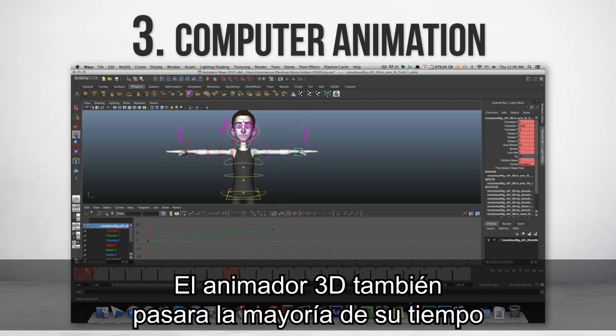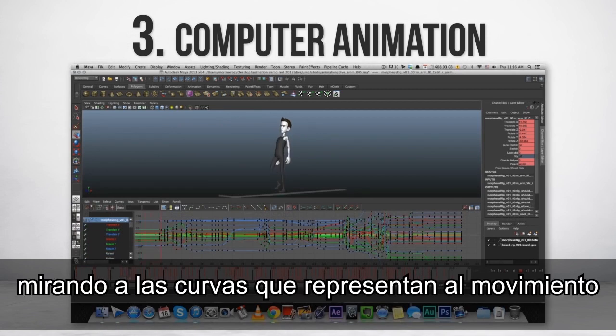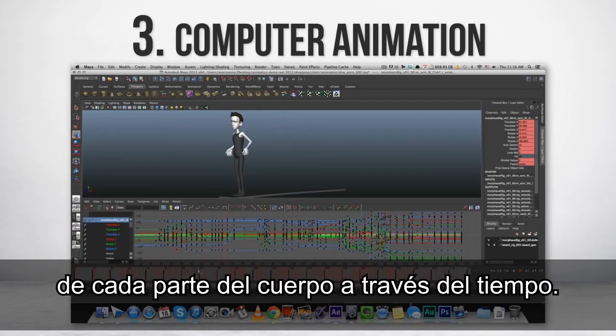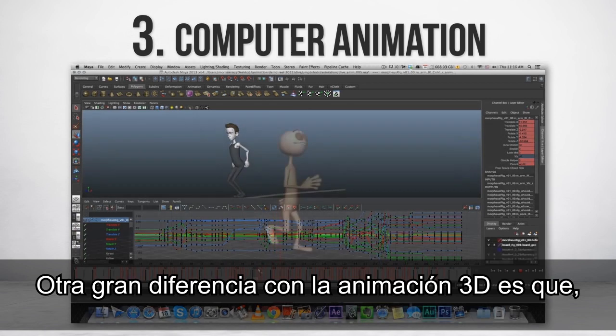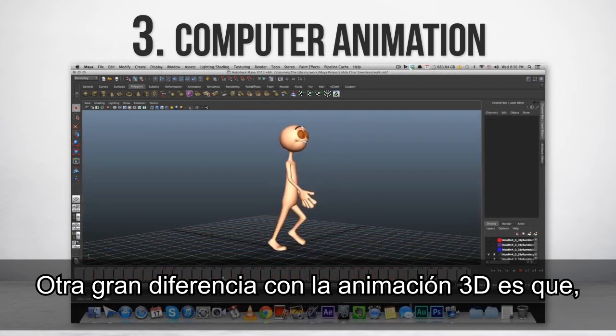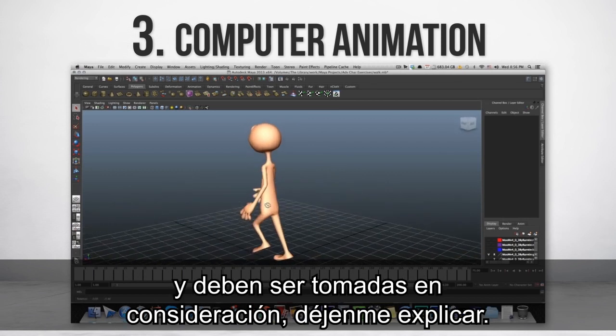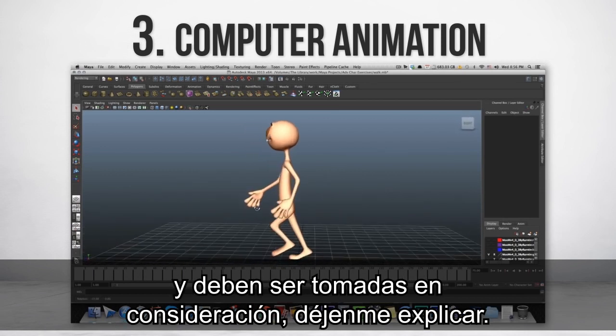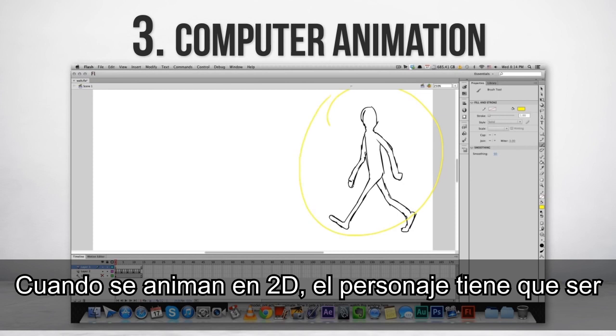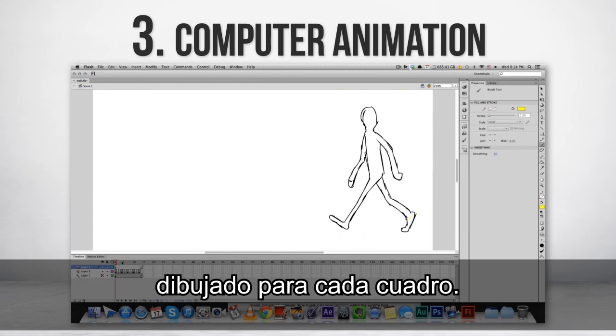A 3D animator will spend most of their time looking at curves that represent the movement of different body parts over time. Another big difference with 3D animation is that unlike traditional animation, the character's body parts are always present and should be taken into consideration. Let me explain. When animating in 2D, the character has to be drawn for every frame.